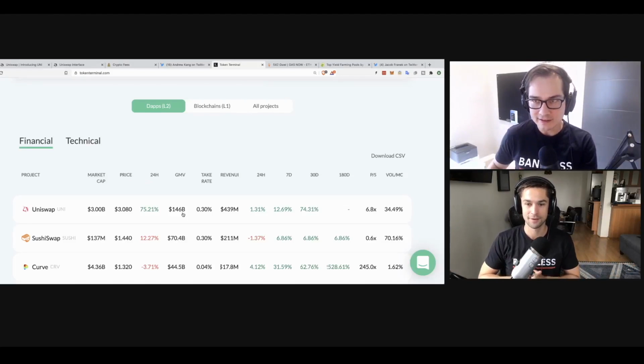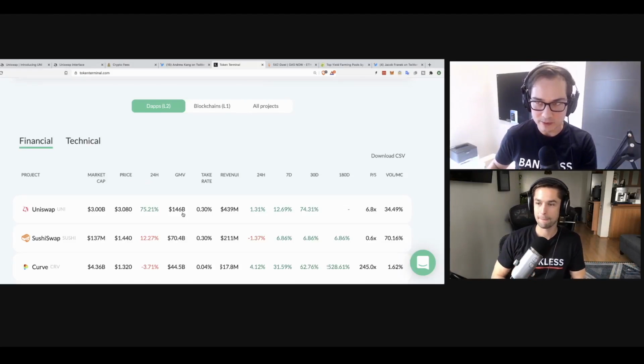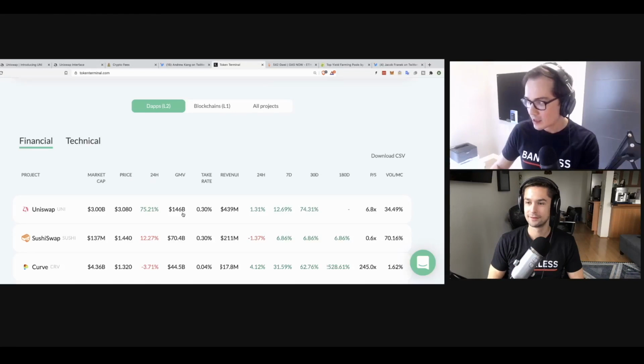And Coinbase has 1,200 employees. Uniswap has 11 employees. Seems like there might be some efficiency delta there too. Yeah, one of those is more efficient than the other.